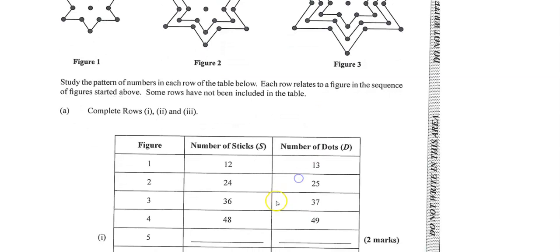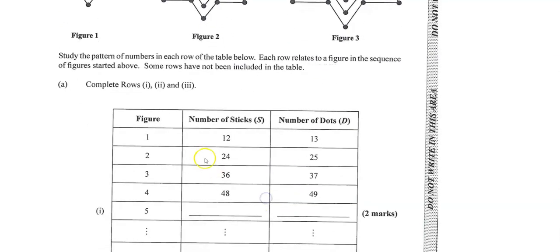From the table, we can see there's a pattern for the number of sticks. It's really the 12 times table. So for the fifth figure, we would have 12 times 5, which is 60. That one is straightforward. You need to complete the rows in part 1. For the fifth pattern, we would have 60 sticks, because 5 times 12 is 60.